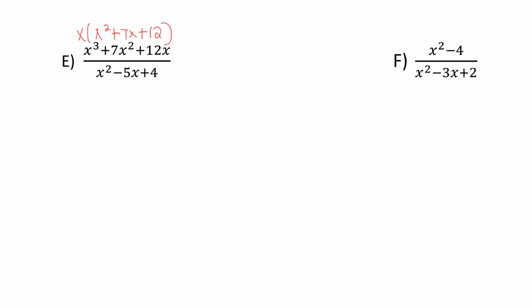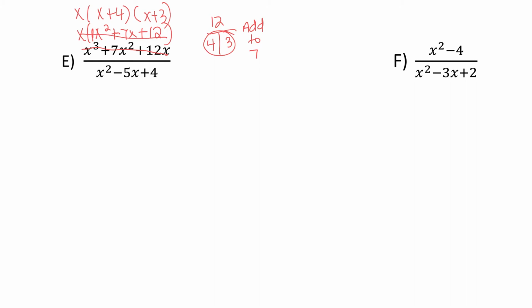You would take your a times your c, so that would be 12. What are factors of 12 that add up to 7? You can see that 4 and 3 work. And since a is 1, I would leave my x, but my factors are going to be these numbers right here. So x plus 4 times x plus 3. The numerator has been factored into that top line there.